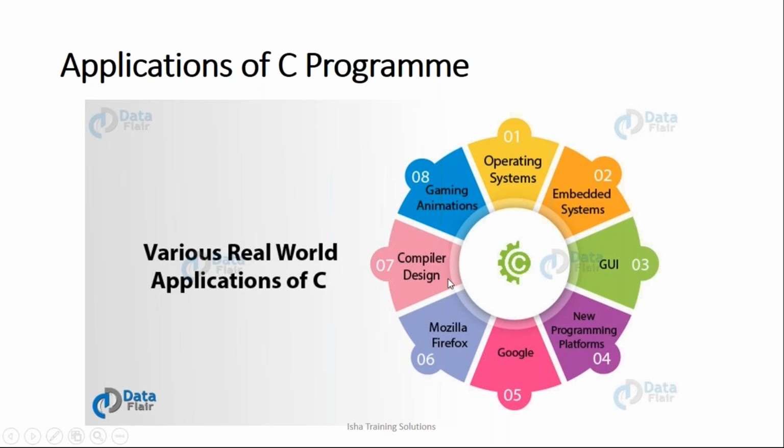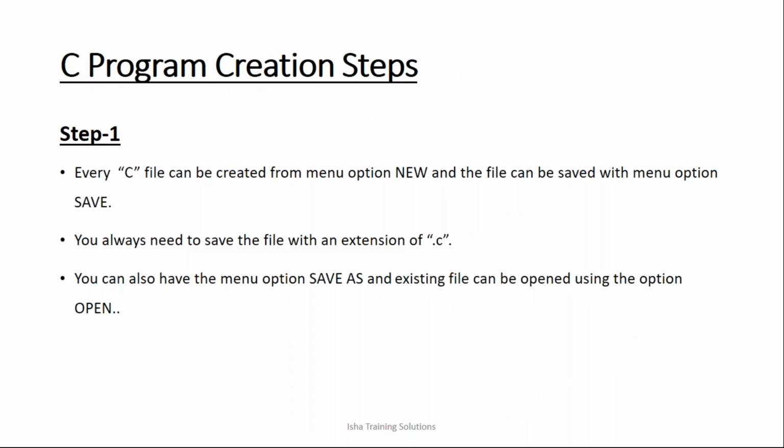Next, compiler design. We will see what exactly a compiler is in our coming slides so that you can understand it. So in compilers also, C programming is used. Gaming animations. You people know what a game is, right? So gaming animations also we can implement using C programming. Next, we have three simple steps on how to write a C program. Step one, step two, and step three. We will see a simple demo so that you can understand these steps. We will see the demo right away.